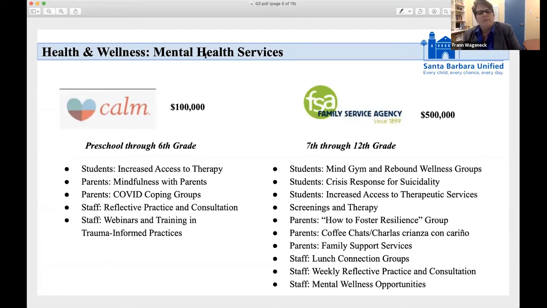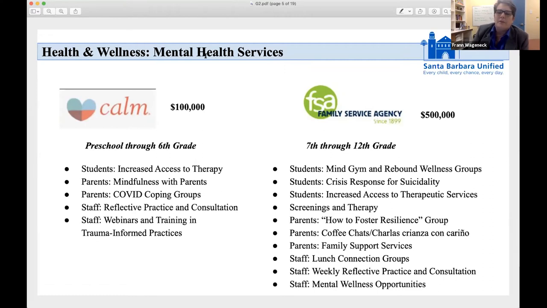So I reached out to CALM and to FSA. I want to start with Family Service Agency. I said, can you please put together a plan for how we can address mental illness around COVID. And what they came up with was awesome, because as you can see here, it addresses students. They're ready to provide this both in person when the time comes, but also remotely so that many, many students can participate at one time.